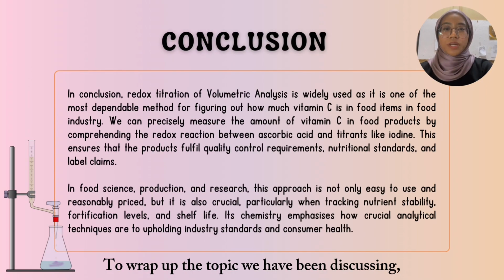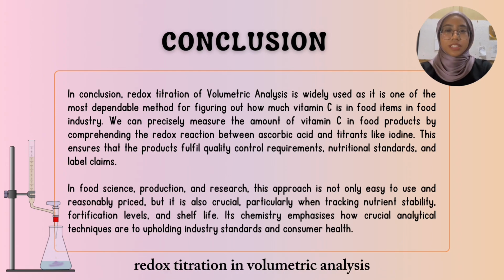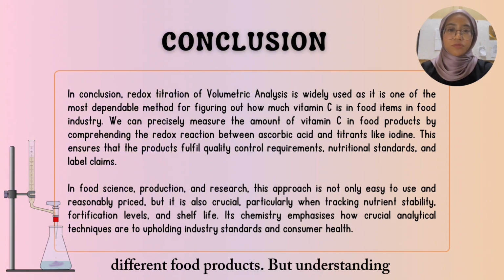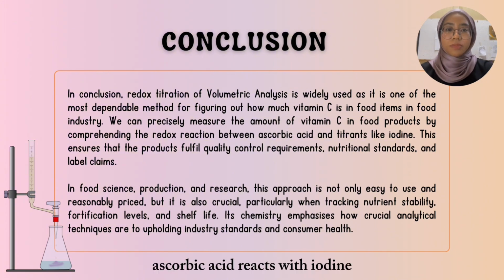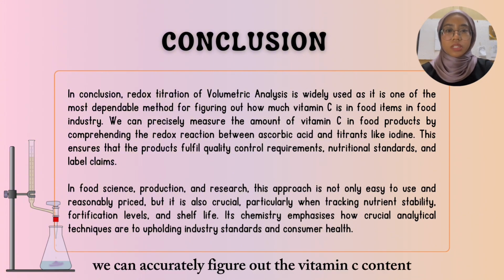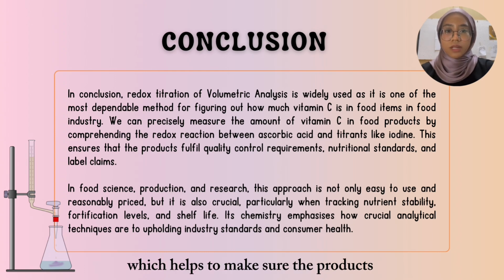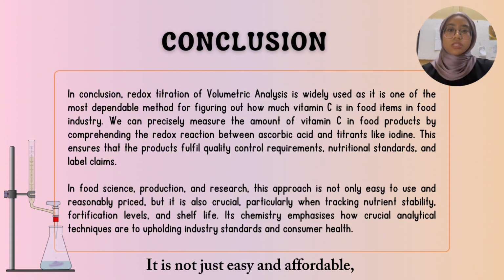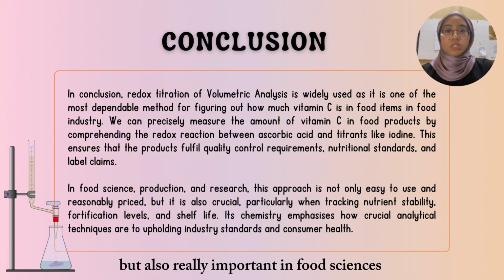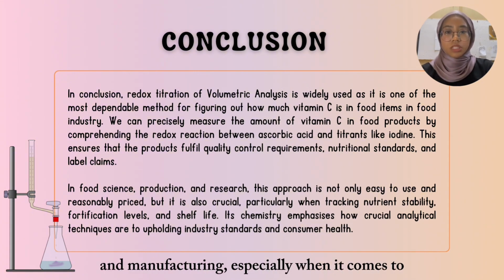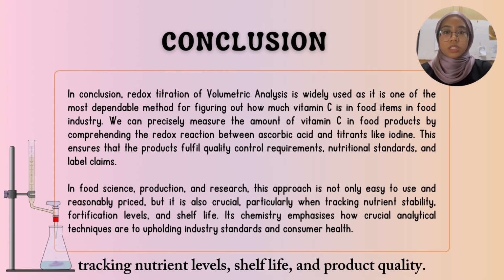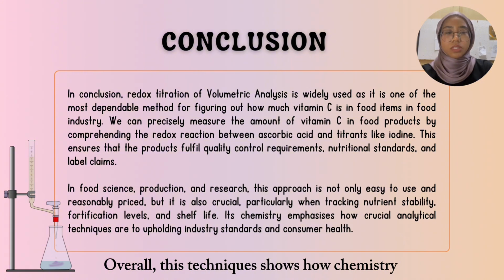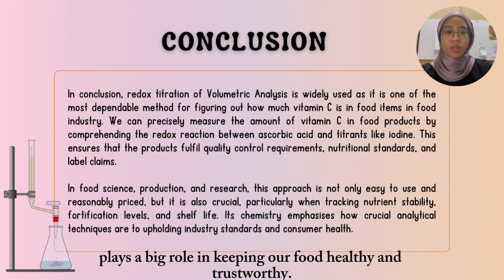To wrap up the topic we have been discussing, redox titration in volumetric analysis is a super useful and reliable method for checking how much vitamin C is in different food products. By understanding how ascorbic acid reacts with iodine, we can accurately figure out the vitamin C content, which helps to make sure the product meets quality, nutrition and label standards. It is not just easy and affordable, but also really important in food science and manufacturing, especially when it comes to tracking nutrient levels, shelf life, and product quality. Overall, this technique shows how chemistry plays a big role in keeping our food both healthy and trustworthy.